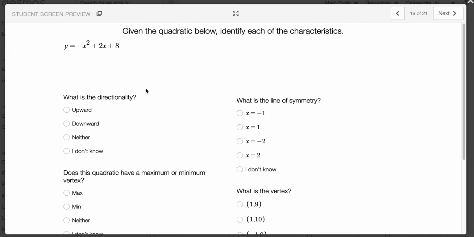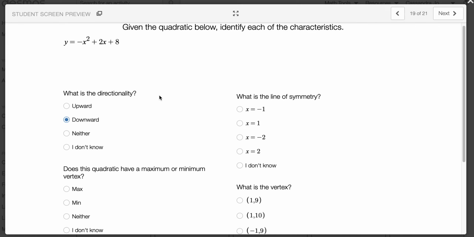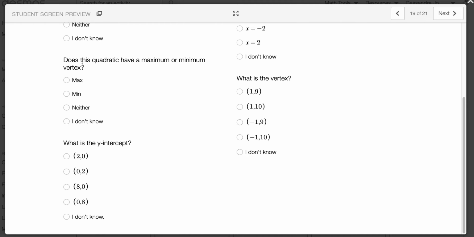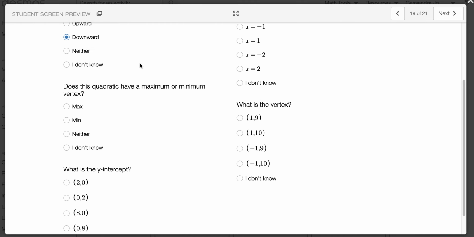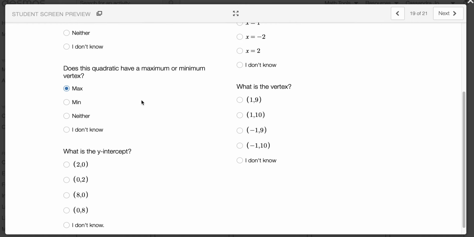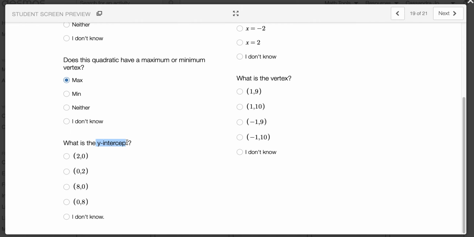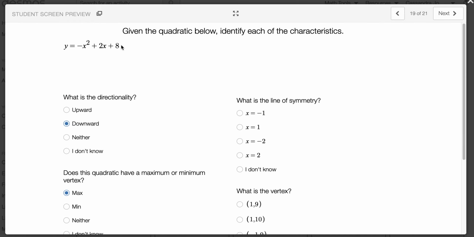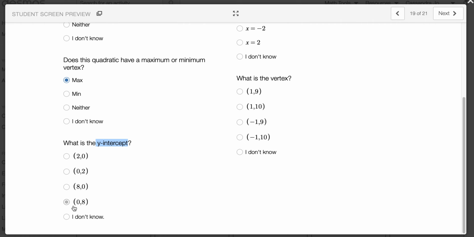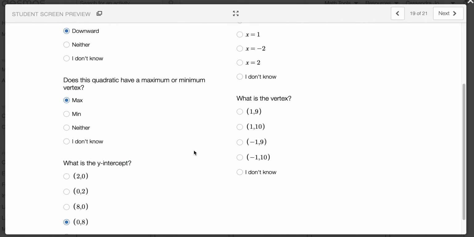So doing one full problem together, the first thing it asks is what is the directionality? Well, for directionality, I look at my a value. My a value is negative, so it opens down. Does this quadratic have a max or min? If it opens down, remember it looks like an upside down U, like a hill, so that means we have a maximum. The y-intercept is the constant, which is 8, so I have 0, comma 8.